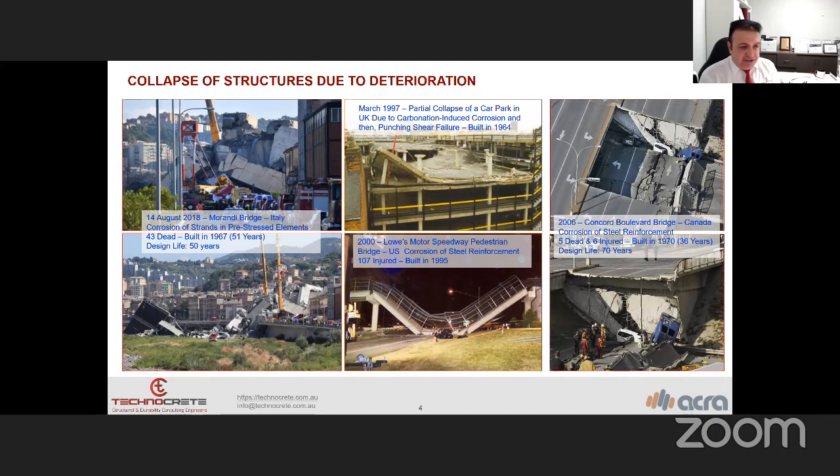The next one is a pedestrian bridge only 5 years old, which failed due to corrosion of the steel reinforcement. And the right-hand side is a bridge in Canada, which collapsed after 36 years due to corrosion of the steel reinforcement, with 5 people dead and 6 injured. But the design life had been 70 years. Look at this picture and the other collapses in other infrastructures like dams and water tanks. It gives us an idea that durability design and durability performance planning are as important as the structural design.